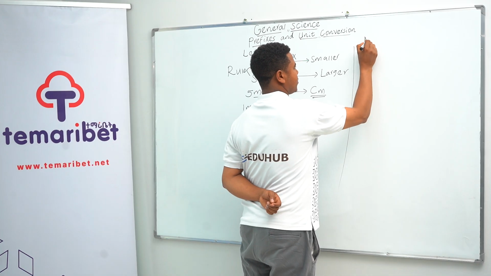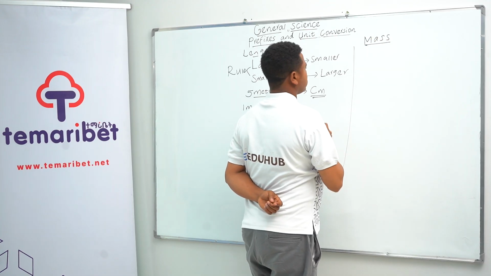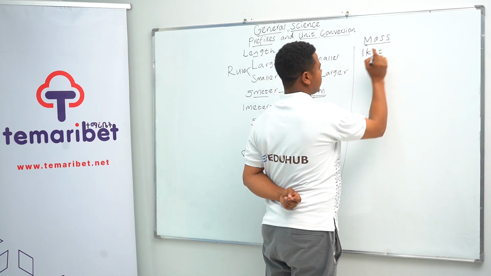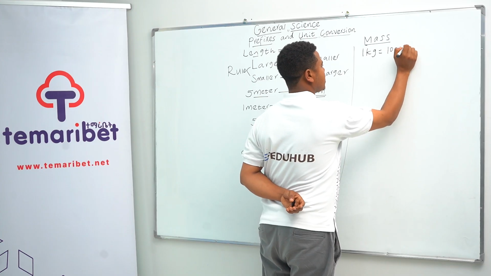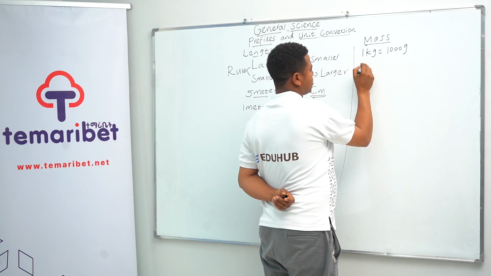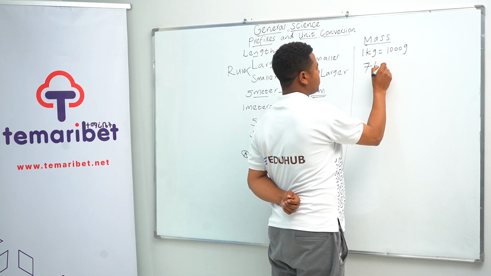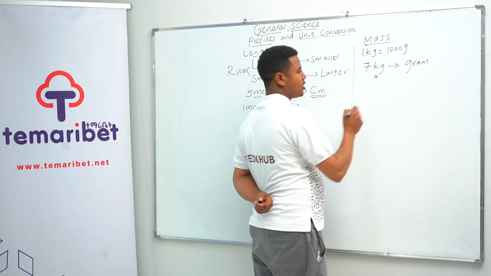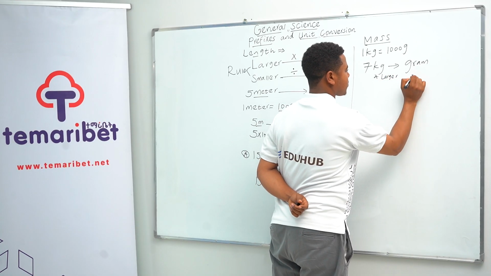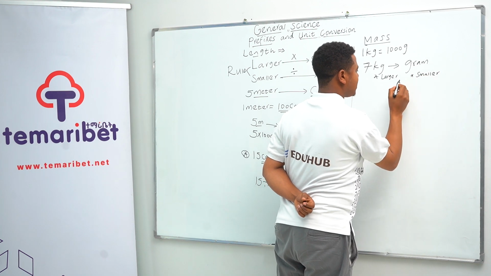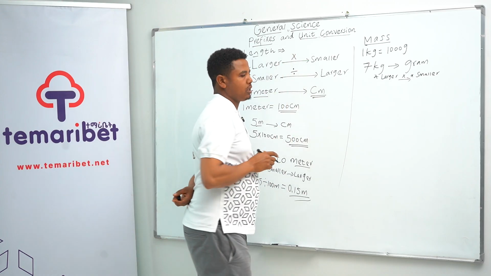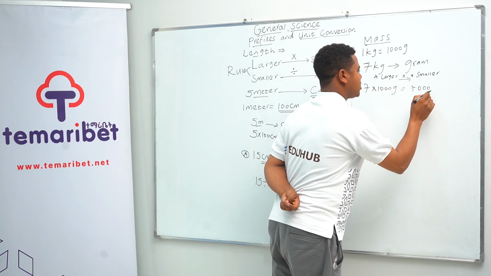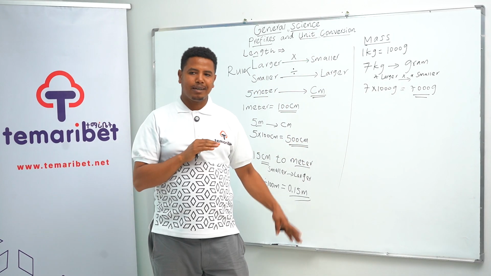Now let's see with mass. The principle is the same for all the units. For example, 1 kilogram, kilo, we said in the prefix it is 1000, which is equivalent to 1000 gram. So if we are going to change 7 kilogram to gram, the larger unit is kilogram and the smaller unit is gram. Since we are going to change from the larger unit to smaller unit, it's always multiplication. So when you multiply 7 times 1000 gram, it is equivalent to 7000 gram. So 7 kilogram is equivalent to 7000 gram.